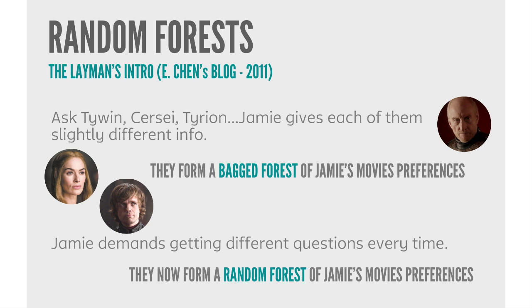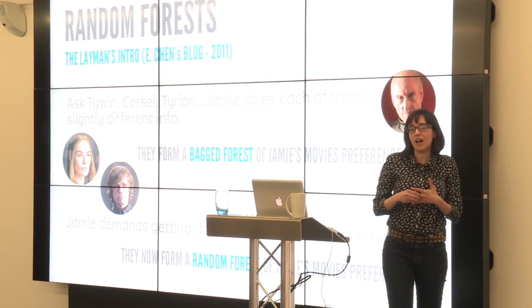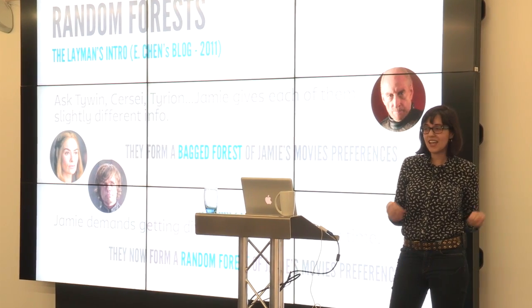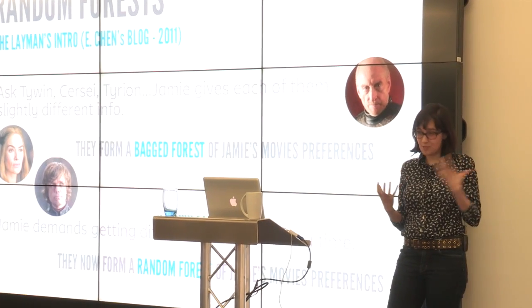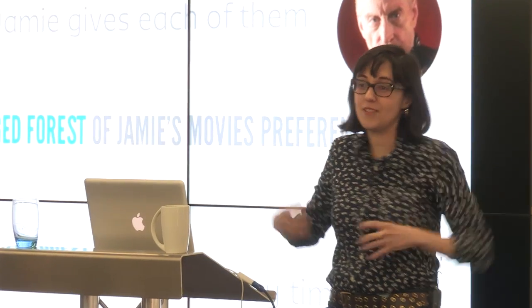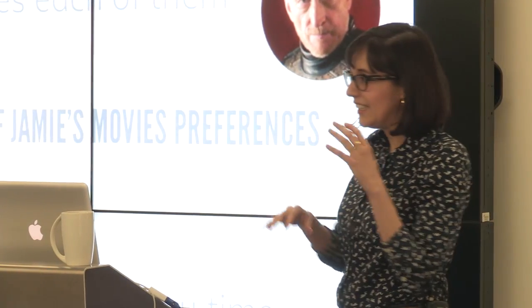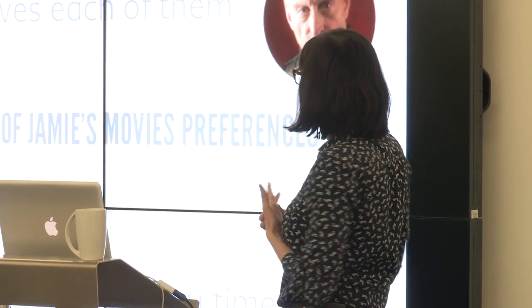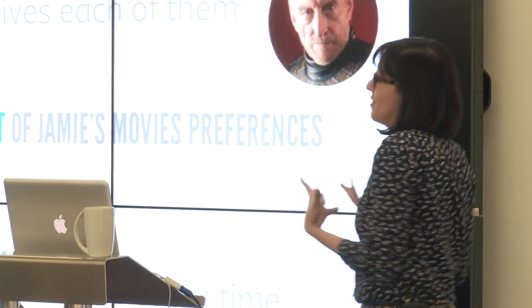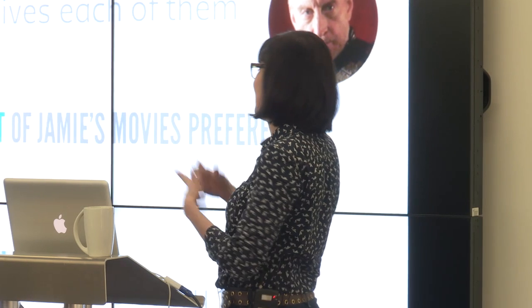So now let's get a bit more sophisticated. Instead of just asking Brienne, because there's just one tree, let's ask Tywin and Cersei and Tyrion. And Jamie gives each of them slightly different information because, to be fair, if I get very excited, I might go and tell you, oh, I like Tolkien movies a lot, Lord of the Rings, yay. But then if I go to another person, I might be very embarrassed because I don't want to come out all nerdy, so I'll say, yes, I like them a lot, but I might not be super excited. So there's some slight difference in information. Then the way in which Jamie tells Tywin about his movie preferences might be very different to how he tells Tyrion or Cersei.